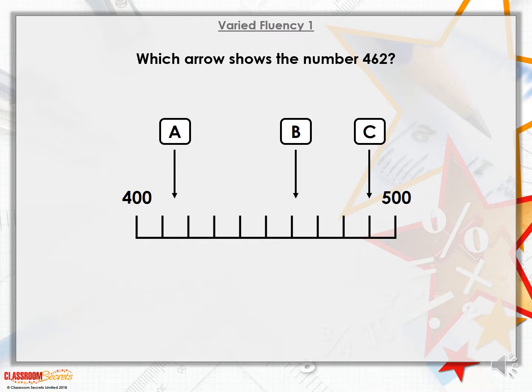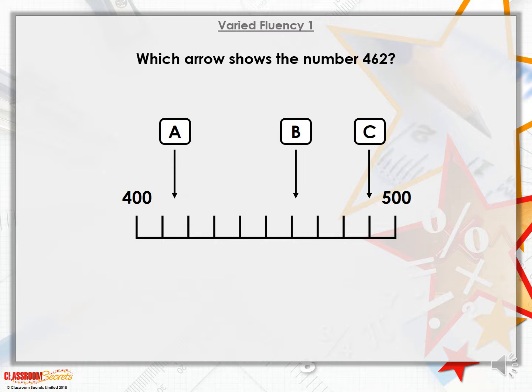Okay, so the first question we're going to look at says, which arrow shows the number 462? If you look at the number line that they've given you, we're going to see how many lines there are on it. So there's 400, 410, 420, 430, 440, 450, 460, 470, 480, 490, and then 500. I've had a go. I thought there's probably about 10 there, and I've counted, and it does work. So we can count up in tens on this number line.